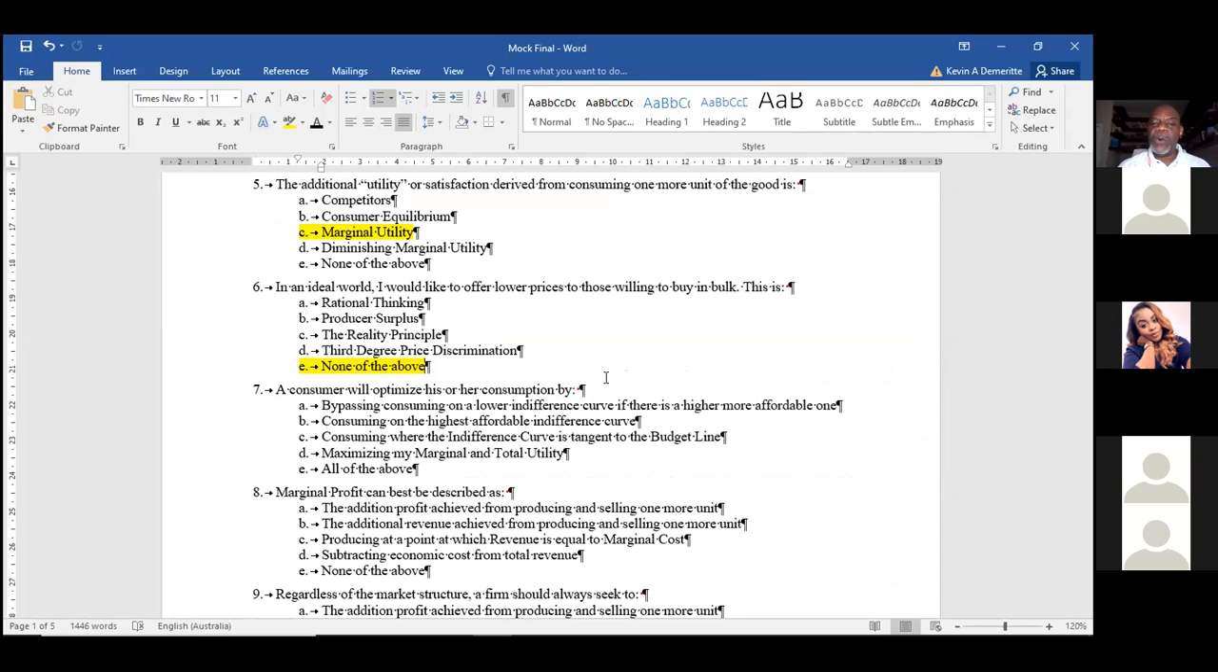So a consumer will optimize his or her consumption by A, bypassing consuming on a lower indifference curve if there's a higher, more affordable one. B, consuming on the highest affordable indifference curve. C, consuming where the indifference curve is tangent to the budget line. D, maximizing marginal utility and total utility. And E, all of the above. Now, is there any that we can eliminate?